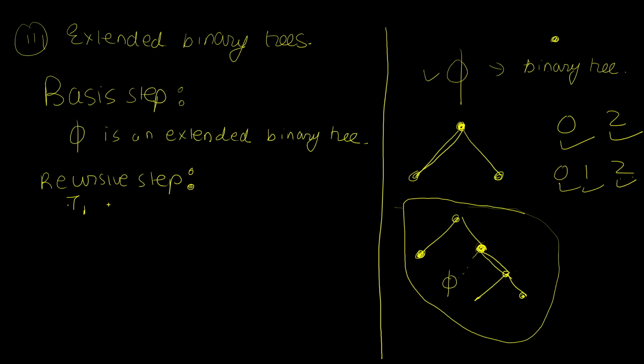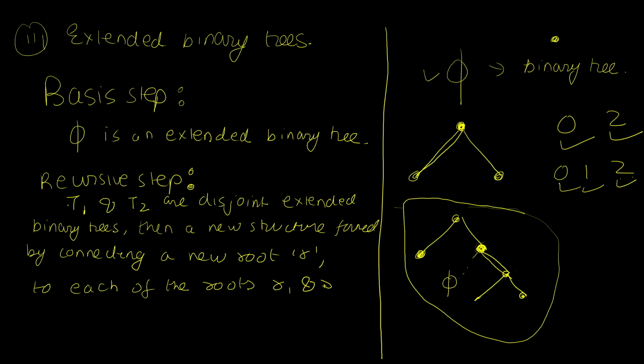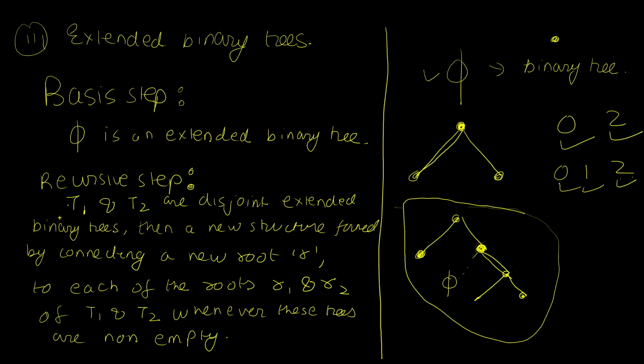So we'll say if T1 and T2 are disjoint binary trees, then the new structure is found by connecting a new root R to each of the roots R1 and R2 of trees T1 and T2 whenever these trees are non-empty. So this is saying that I could take any two trees T1 and T2 and one of them could also be phi. Then I can consider a new parent root and connect it with the root of the trees I considered. But the connection should happen only when the trees are not empty. So let us also see this with an example.